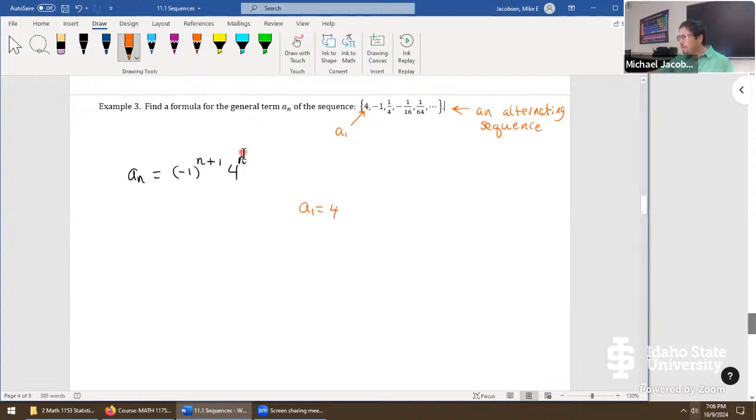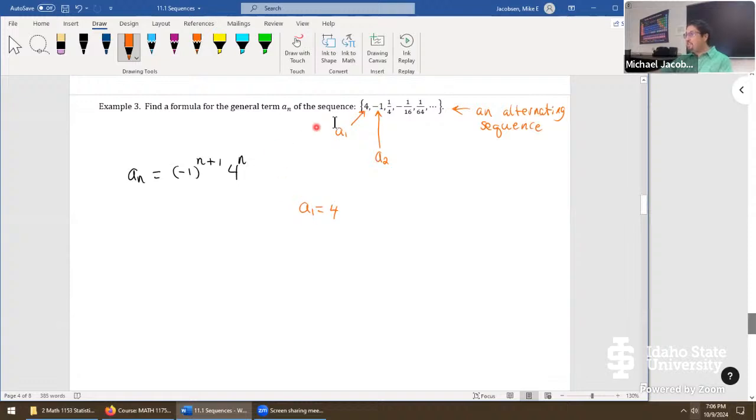We plugged in 1 and we got 4 in this way. That actually looks right. So let's keep on testing this thing. Here's A2. It should come out as a -1. That's where we start to encounter difficulties, right?